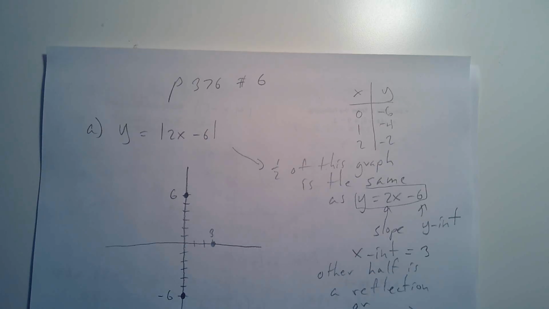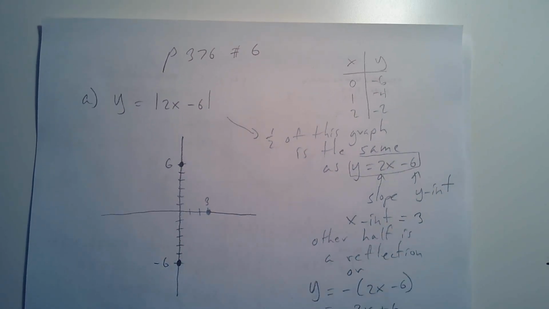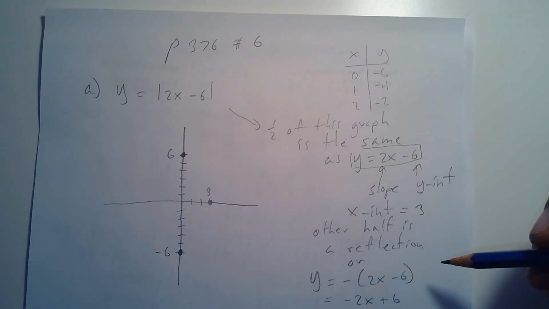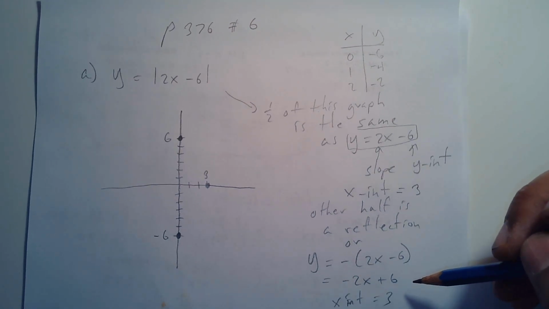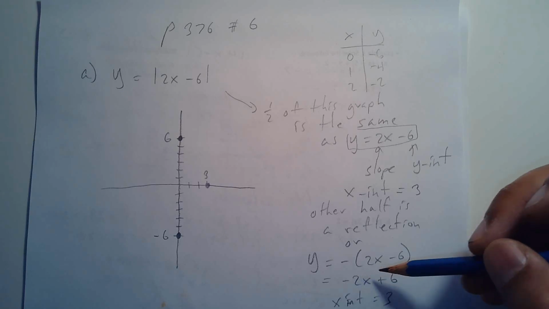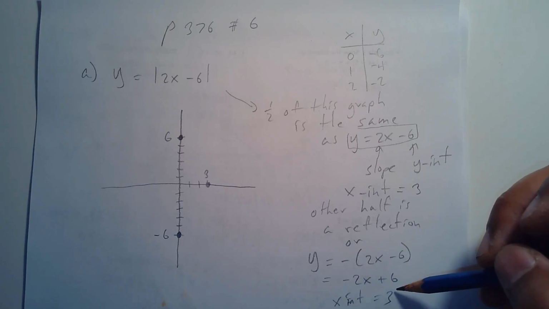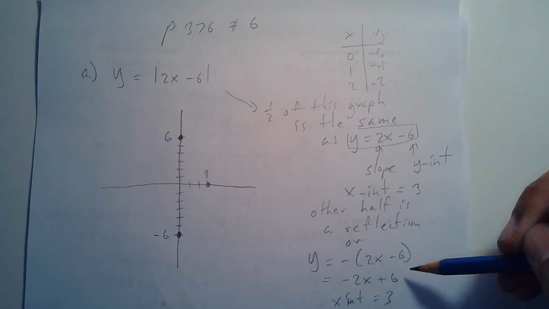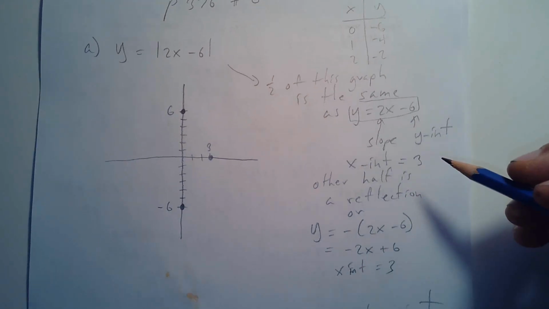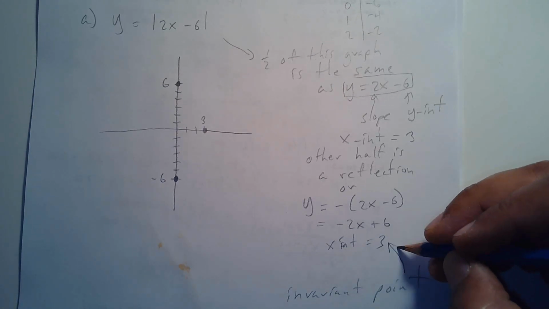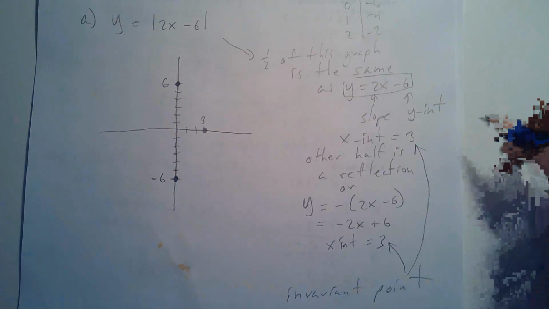The other half is basically what we call a reflection. So that would be the same equation except with a negative in front, right? Which changes that to negative 2x plus 6. So here your slope's negative 2, your y-intercept is 6, and your x-intercept is also 3. So notice how these two have the same x-intercepts. That's what we call an invariant point. Okay, so an invariant point is when you have two of the same.